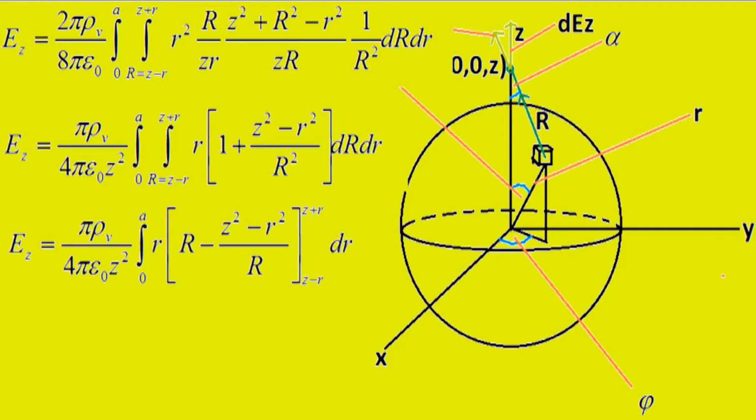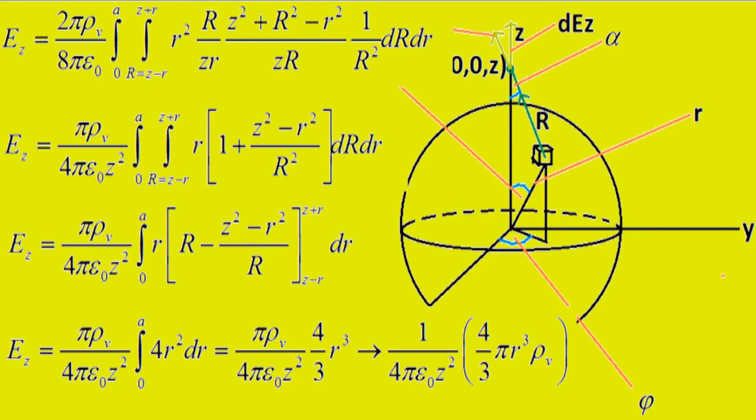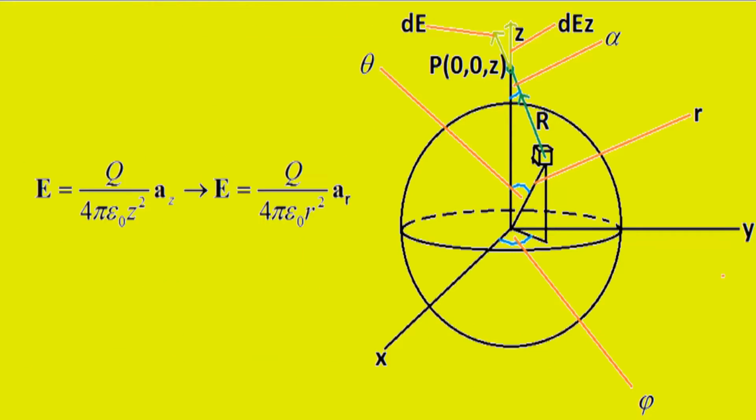We evaluate the integral with respect to capital R and then with respect to little r. When we do this, we can rearrange things using the pi from earlier to get an expression for total charge. We now have our final expression for the electric field. We can replace the z with an r since z represents the distance from the center of the sphere. Notice that this is the expression for the electric field of a point charge.